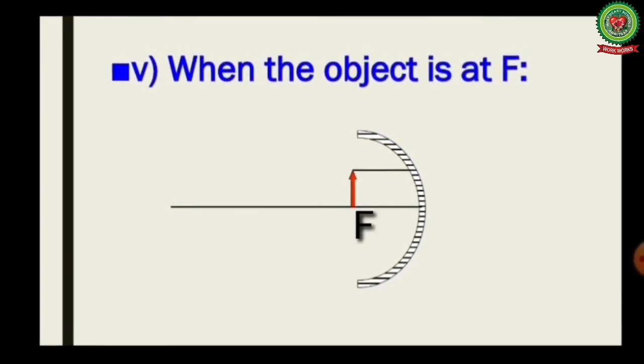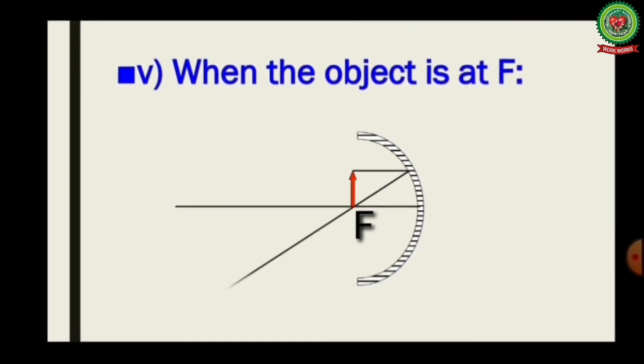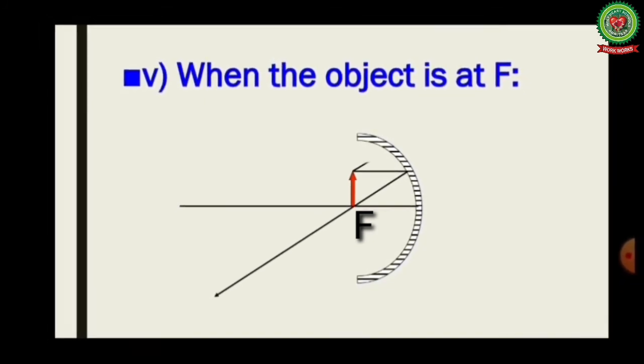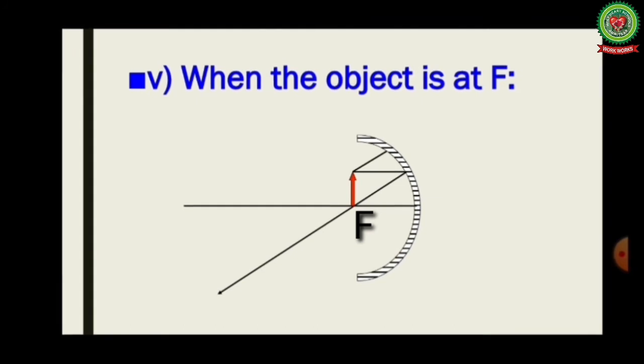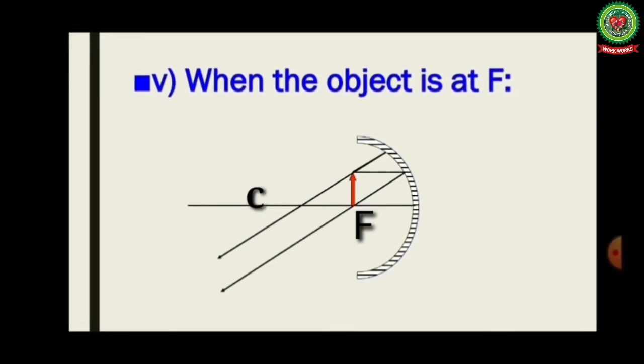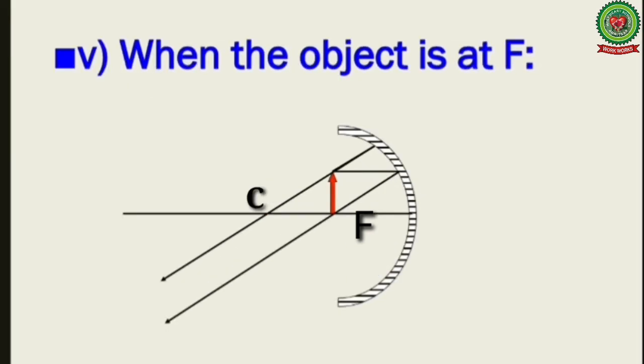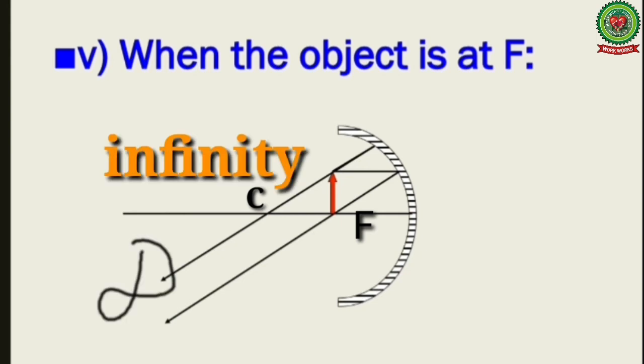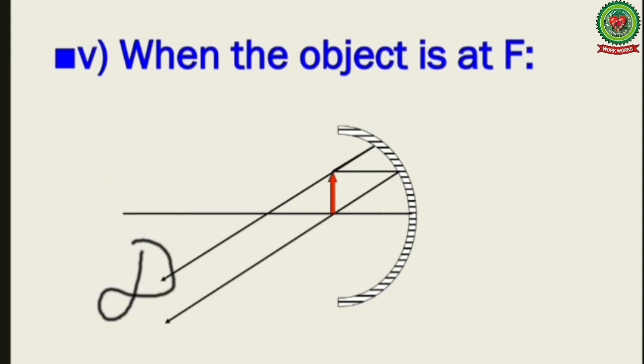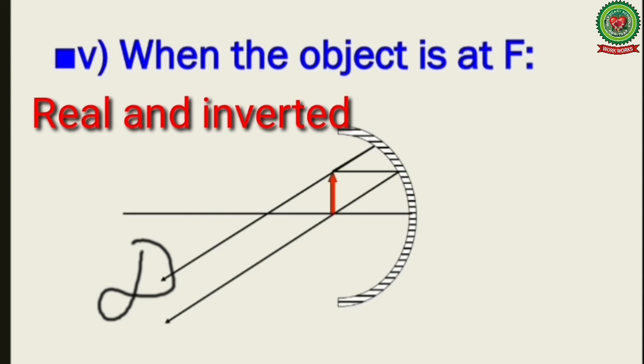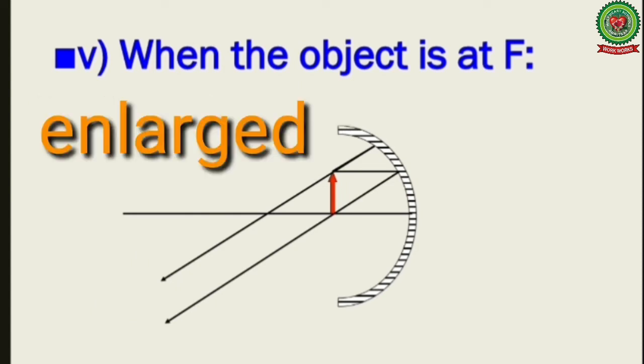When the object is at focus, the ray which is parallel to principal axis passes through the focus, and the ray which passes through the center of curvature retraces its path. The reflected rays are parallel to each other and would meet only at infinity. That is, the image is formed at infinity and it is real, inverted and enlarged.